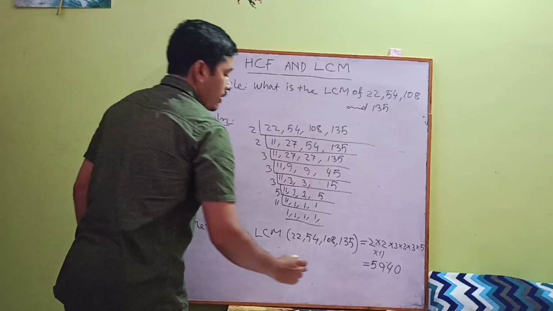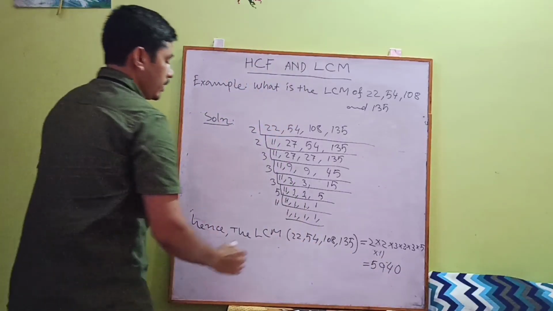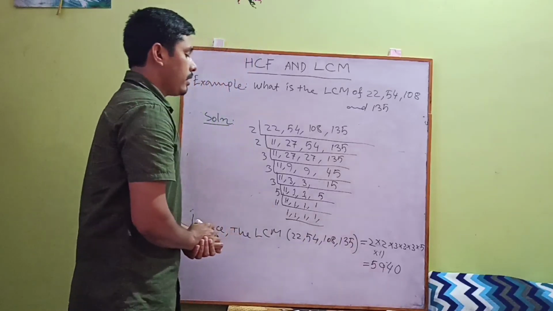Therefore, 5940 is the LCM of 22, 54, 108 and 135.